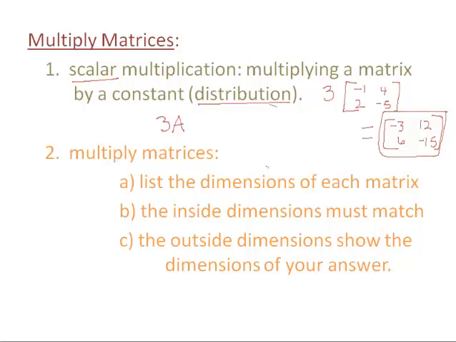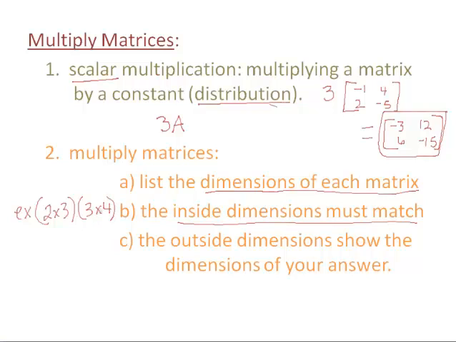But the key thing that you need to know about multiplying matrices is the first thing that you're going to do, they do not have to have the same dimensions. So you're going to write down the dimensions of each matrix. And then what has to happen in order for them to be multiplied is that the inside dimensions must match. Okay, an example of that is, I'm going to write it over here. An example of that would be if I have a 2 by 3 matrix and I want to multiply that times a 3 by 4 matrix.